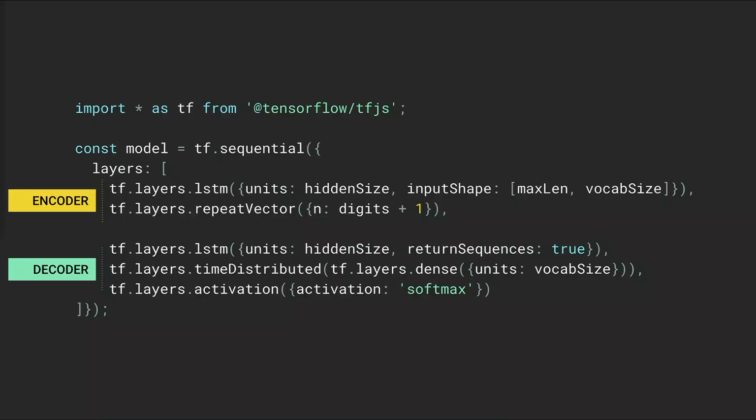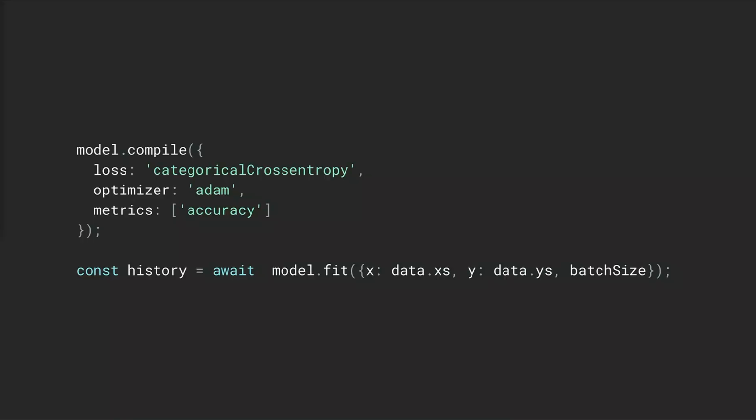And that's our model. To train it, we need to compile it with a loss, an optimizer, and a metric we want to monitor, in this case, accuracy. And we call model.fit with our data.